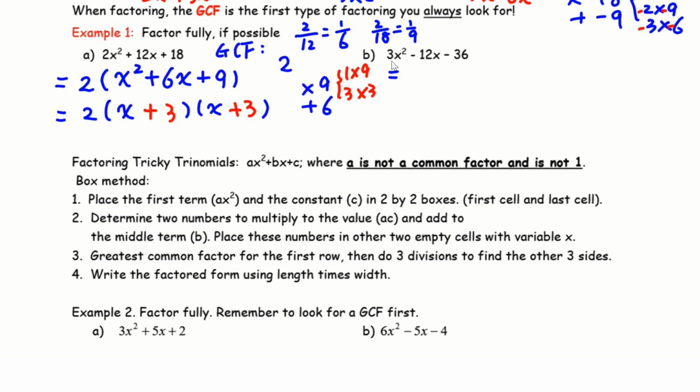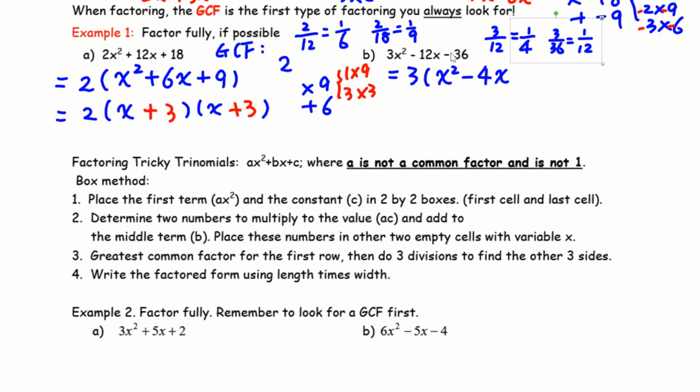And for this one, 3 is a prime number, and you could type into your calculator 3 over 12 give you 1 over 4. Then 3 over 36 give you 1 over 12. Then you know that each term you have 3 as a factor, so we take the 3 out. Then x squared, integer division, -12 divided by 3 give you -4.